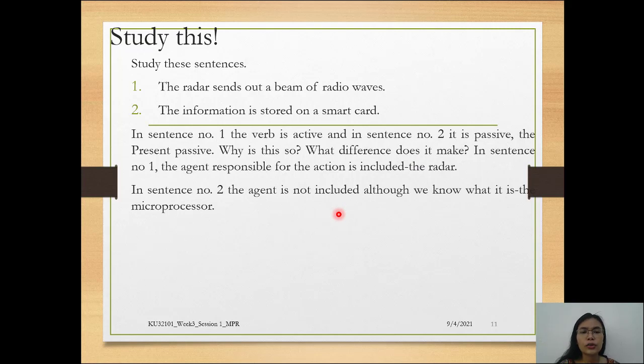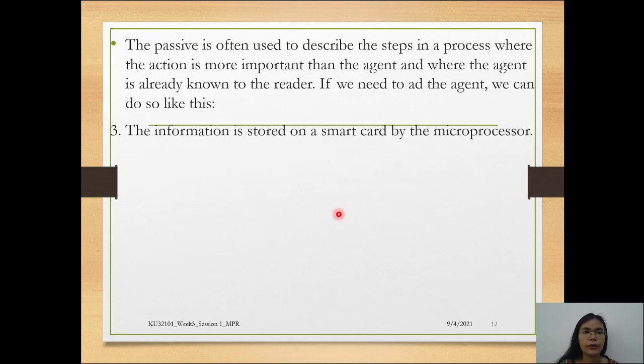In sentence 1, we want to show who is doing it, so the agent responsible is included. But in number 2 it's not included. Sometimes it is included at the end, or maybe we can say that it is not the main thing that we want to say first. We just want to say that the information is stored and that's it. We don't want to say who did that, or maybe that is not as important as saying the information is stored. That's the difference between passive voice and active voice.